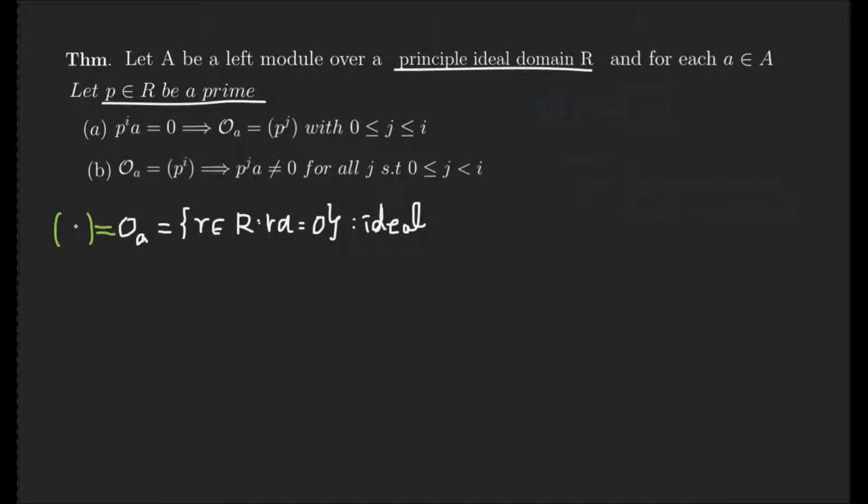I don't know which element can be eligible, but however, there exists some element in R such that OA is expressed like this, because R is a principal ideal domain, and in a principal ideal domain every ideal is expressed in single generated form.